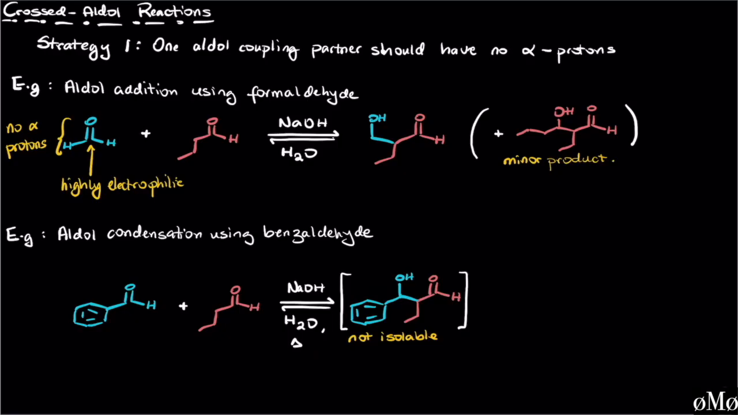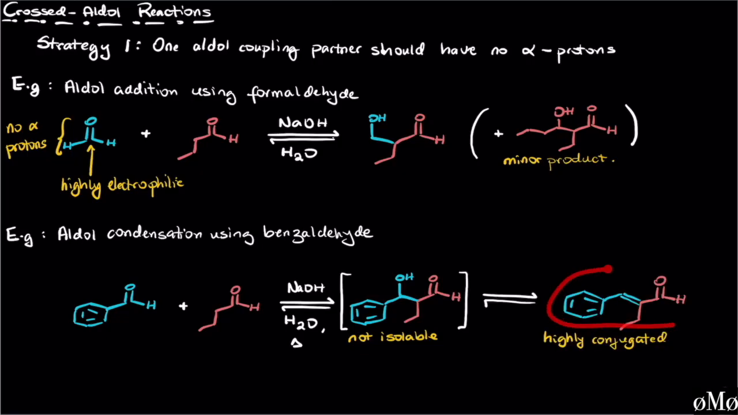The real reason why is that if you consider what the condensation product looks like, when you remove water from the aldol addition product, you end up with this highly conjugated system. Not only do you have an alpha-beta unsaturated aldehyde, which is conjugated, but this in itself is conjugated with the entire benzene ring. And that's so stable that the addition product is really not going to form in any appreciable amount, even under mild temperatures.